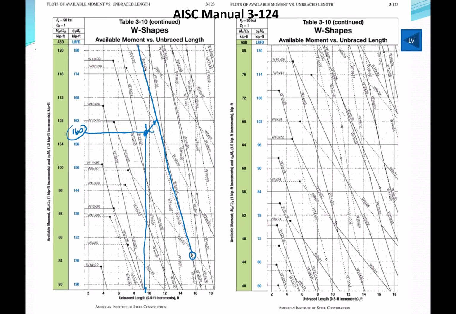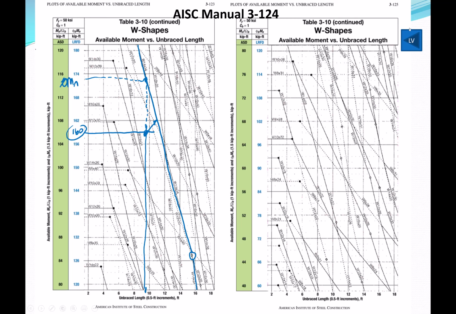Okay, so 14x34 would be the lightest beam that would satisfy that condition and strength. Notice that the moment capacity of this beam is up here for an unbraced length of 9 feet. So this would be phi M sub n, or M sub n over omega, right? That tells us what our maximum permitted moment is, and then it tells us what beam size we have.